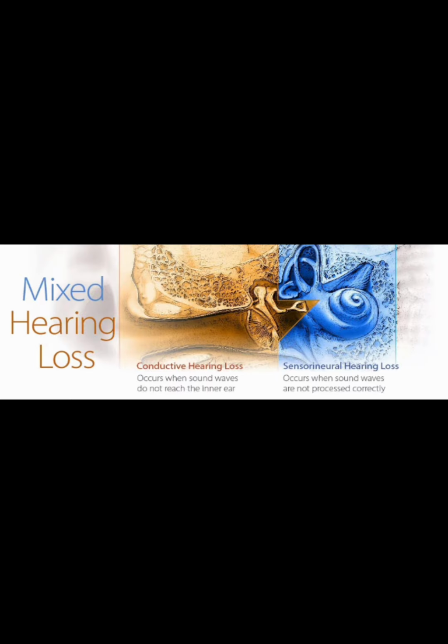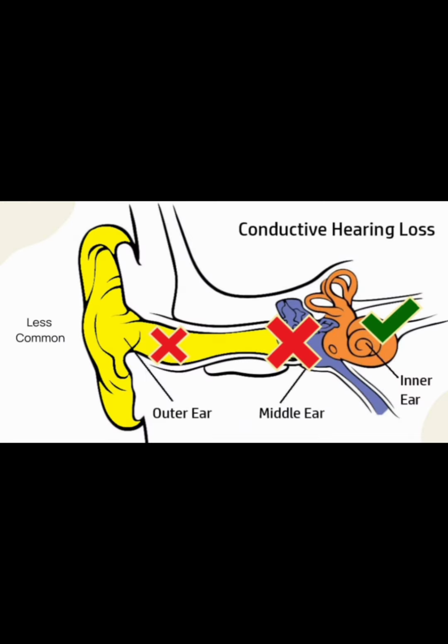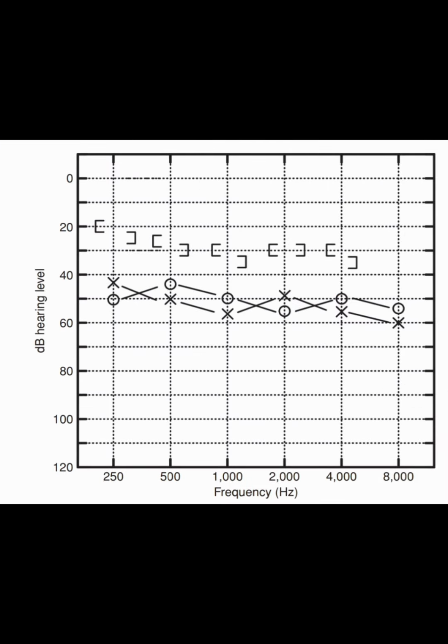A mixed hearing loss audiogram will therefore show evidence of both the sensory neural hearing loss, affected air and bone conduction thresholds, and the conductive hearing loss, air-bone gaps greater than 10 decibels.